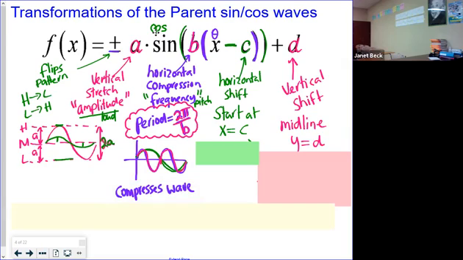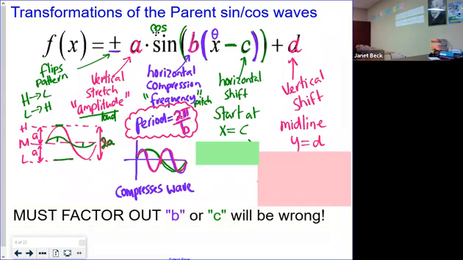I mentioned as I was writing it out, this bit is critical. Another bit is a very important note. You must factor out the b, or you'll see the start will be wrong. And if the start of your wave's in the wrong place, then everything else will be wrong as well. The only thing in front of your x should be a parenthesis. Or this c here will be wrong. The start will be wrong. It must be factored out.